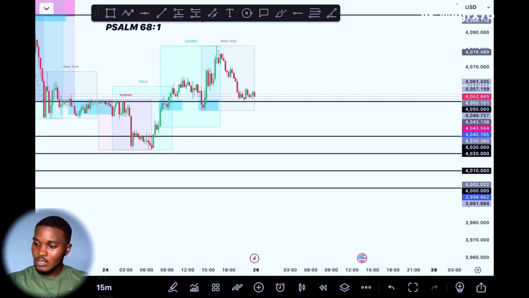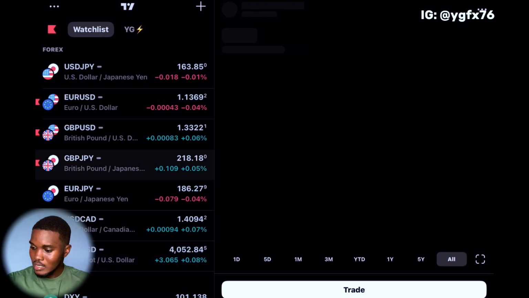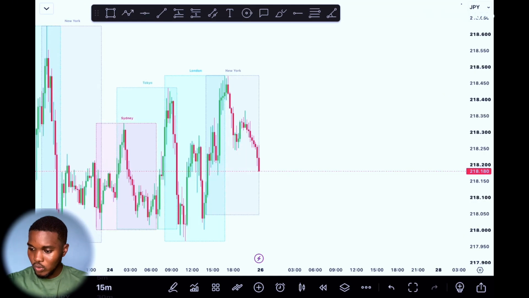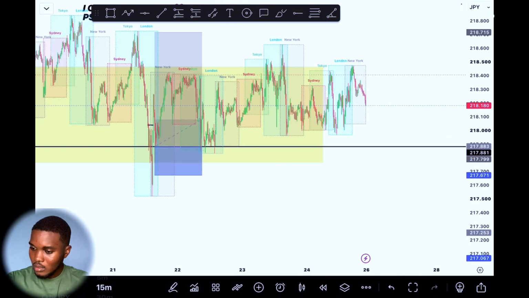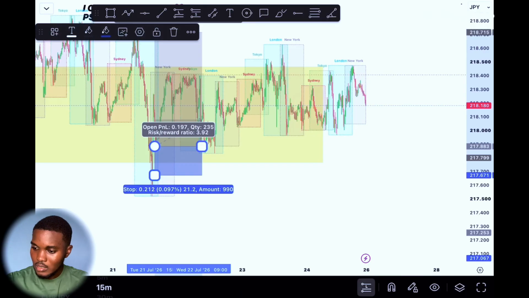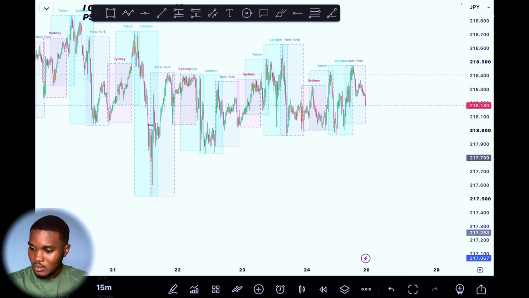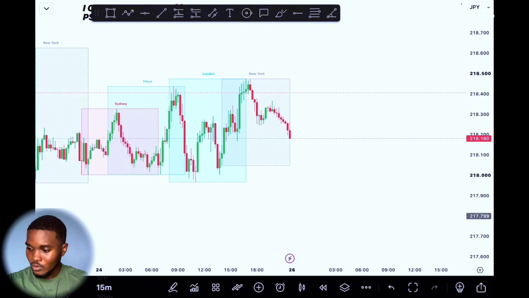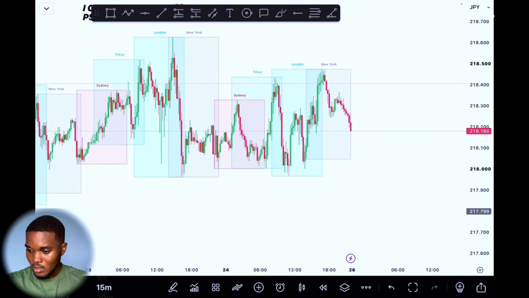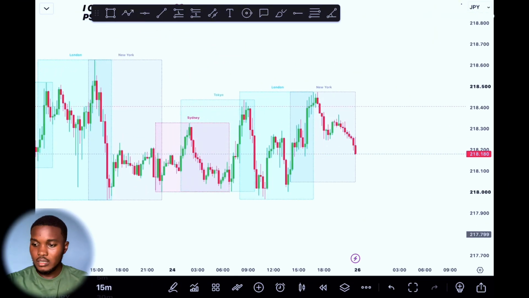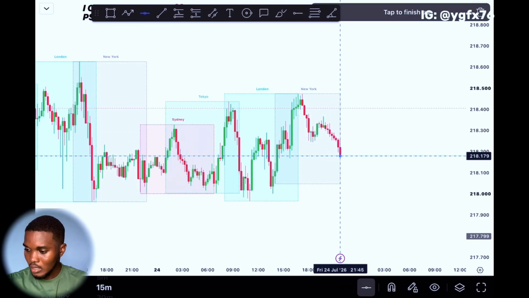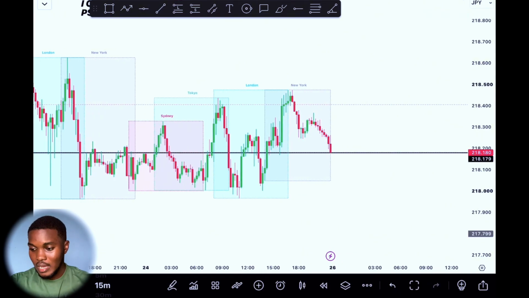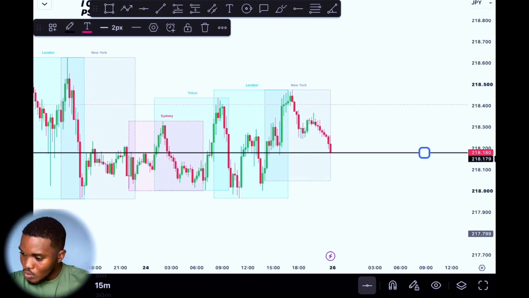Now let's go to GBPJPY and see how we are going to plot our psychological levels. Now let me clear this chart. Good. Make it clean for our psych levels. So the same thing, we use the horizontal line. Come here at the very level where price sits. So I have 218.180. Yes, I have that.